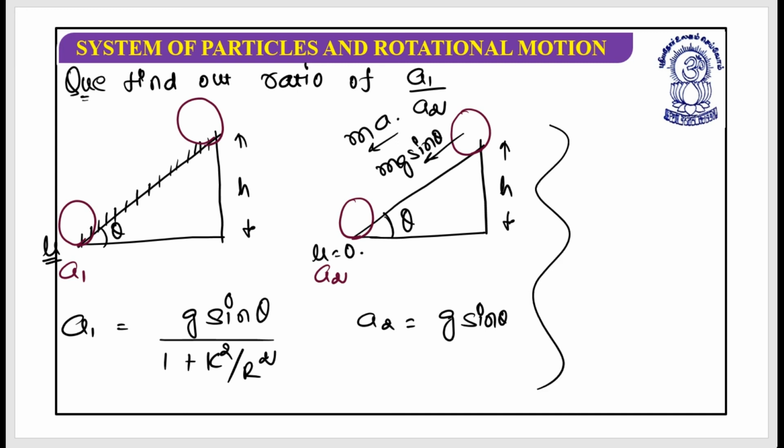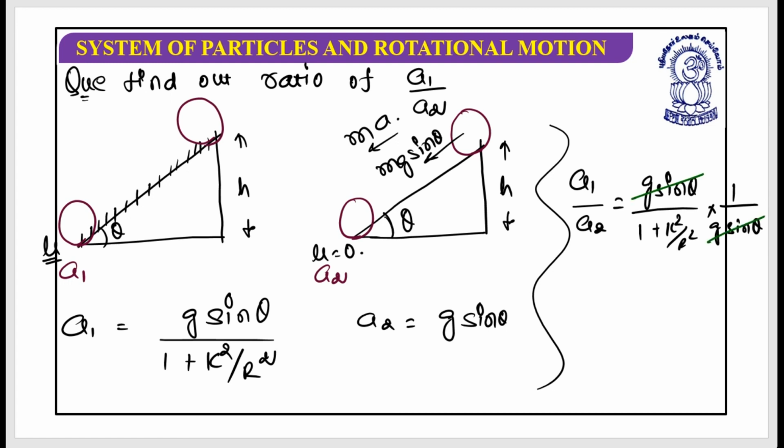If I take a ratio of these two, a1 is to a2 equals g sine theta upon 1 plus k square by r square into 1 by g sine theta. This cancels, and the only term I am left with is 1 upon 1 plus k square by r square. This is the ratio of a1 is to a2. I hope this is clear. Is it clear? Shall I extend this numerical?